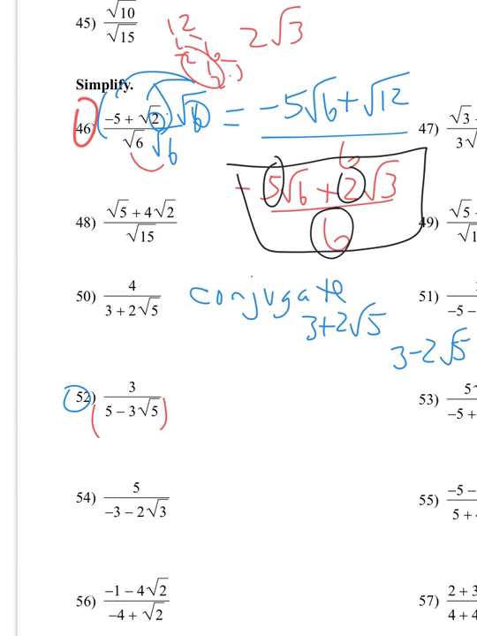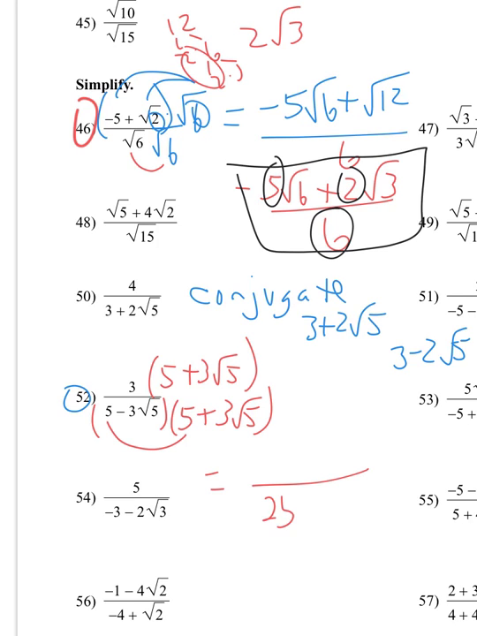So because we have more than one term down there, we're going to multiply by the conjugate, which is 5 plus 3 radical 5. We're going to multiply on the top by 5 plus 3 radical 5. Okay, on the bottom, we do 5 times 5, which is 25. And then I do 5 times that, which would be plus 15 radical 5.